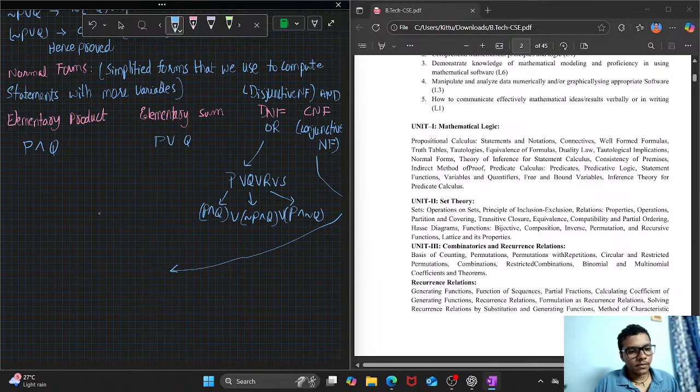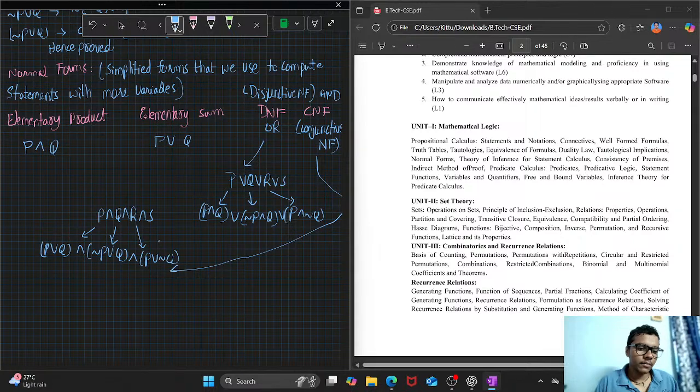So it is of the form P and Q and R and S. Since this is a product, each term can be an elementary sum. So P can be P or Q, Q can be negation P or Q, and R can be P or negation Q. And you get another AND, and the S can be negation P or negation Q. So you can have this. This form is called CNF.